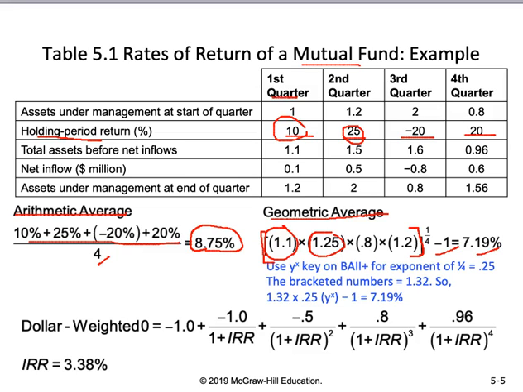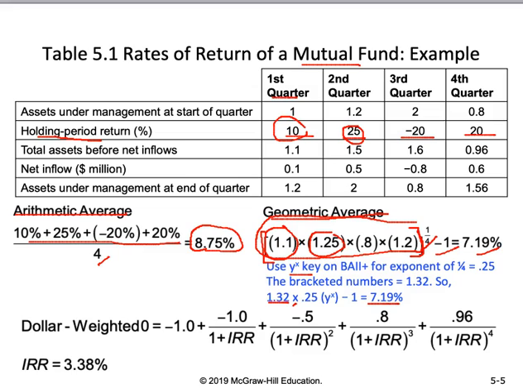Now, to use this exponent, you can use the y to the x key on your calculator, which is right over the number 9. If you do the multiplication for this part here that's in brackets, you'll get 1.32. Then you hit the multiplication sign, and then you push y to the x, and then 0.25 and equals, and then subtract the 1, and you would get 7.19%.